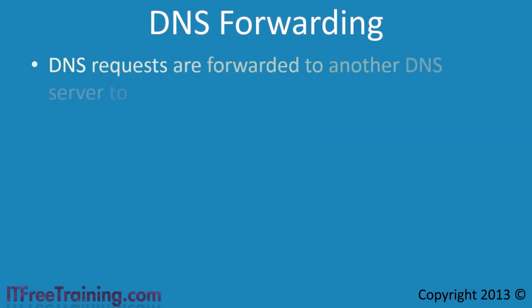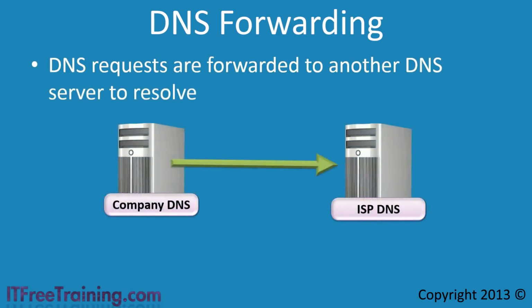DNS forwarding is the process of forwarding DNS requests from one DNS server to another. To understand better, consider a common example of when DNS forwarding is used. A company will often forward DNS requests from their internal DNS server to their ISP's DNS server. This is more efficient than resolving the DNS requests themselves, as the ISP may have already resolved that DNS request and have the result stored in the ISP's DNS server cache.